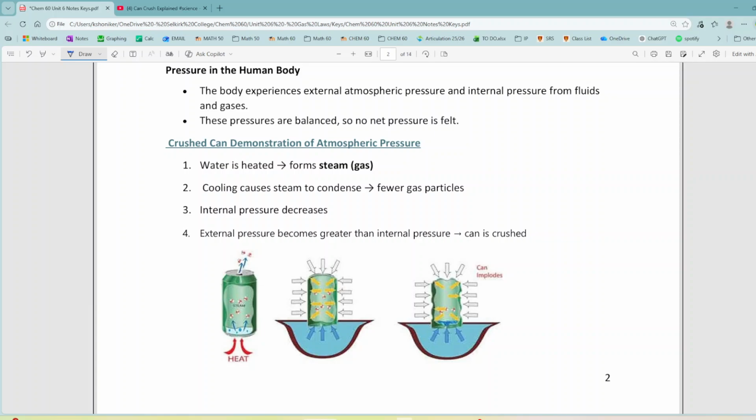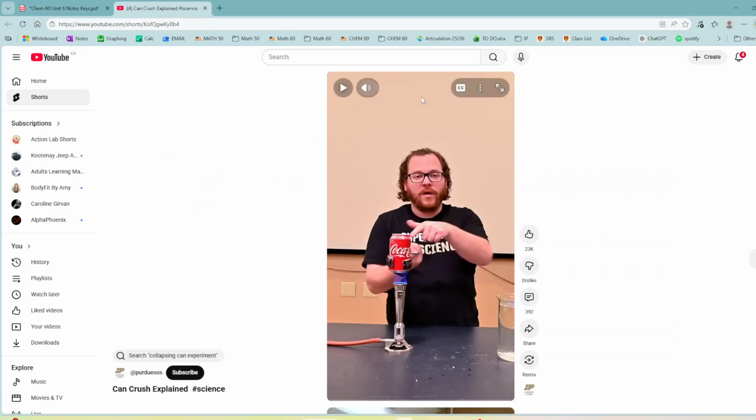So I just wanted to show an example, which is called the crush can demonstration, to show you that we can crush a can using atmospheric pressure. So I'm just going to turn this on. I'll just maximize it.